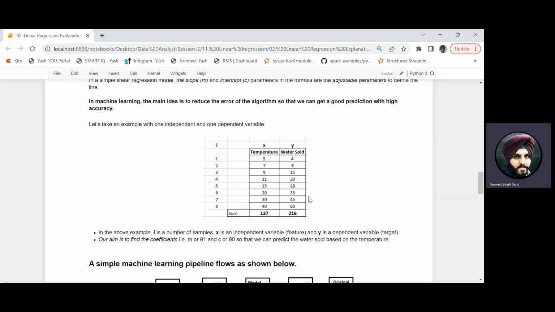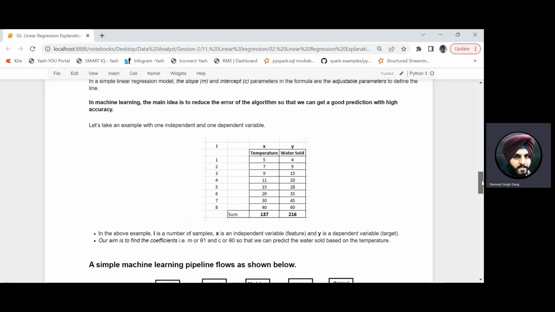So here is an example that we will take in our next session. Here we have the temperature and water sold, where x is the independent variable and y is the dependent variable. If you want to predict, on the basis of temperature, how many liters of water you are selling, and you find the slope and the intercept, or the coefficient and the intercept, then your linear regression problem is solved.